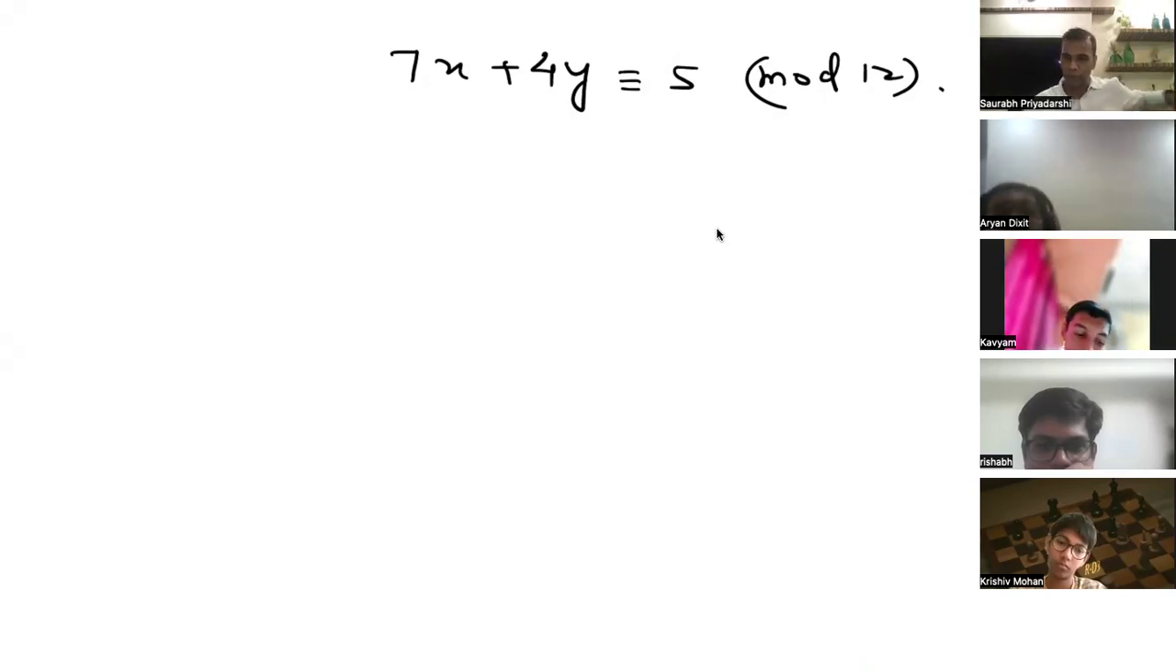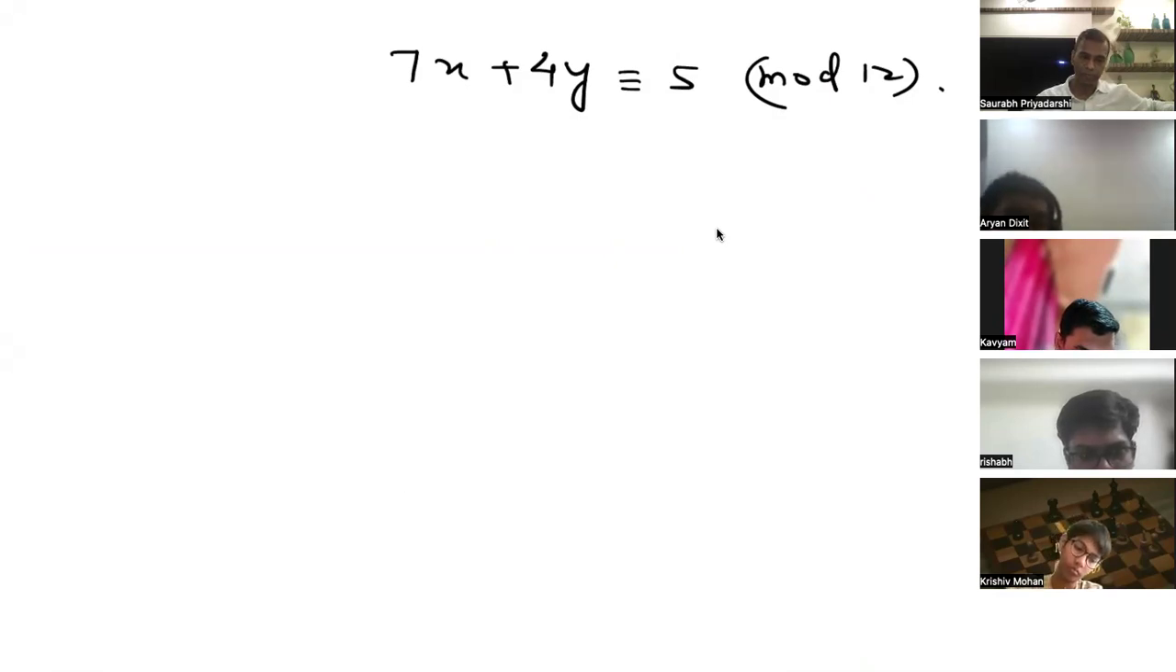So how do we solve these types of questions? Now, the same process is there, but we have to solve for x and y. This is called linear congruence in two variables.